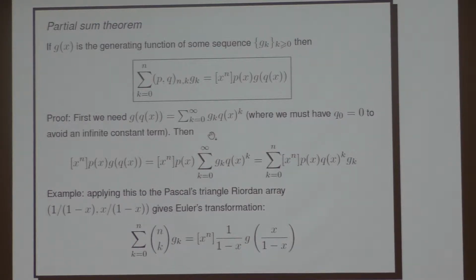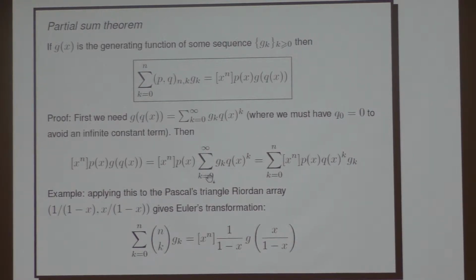Right, so we're proving this partial sum theorem. To prove it, we'll start from the right-hand side and hope to get this in the end. So it's the coefficient of x to the n of this expression here, which we can now write in this way.